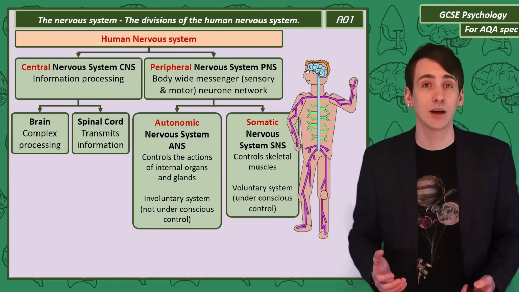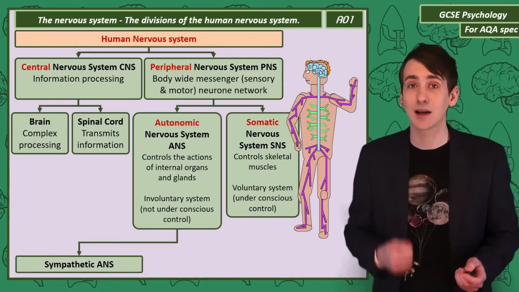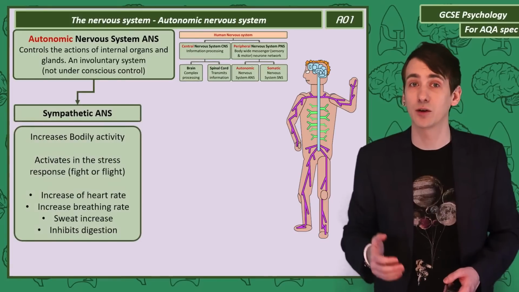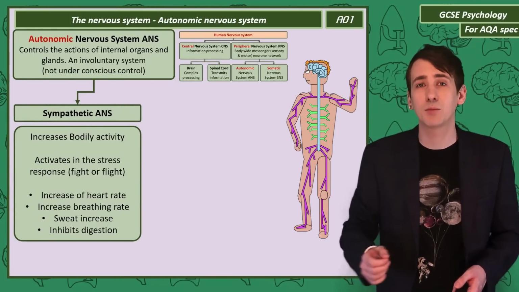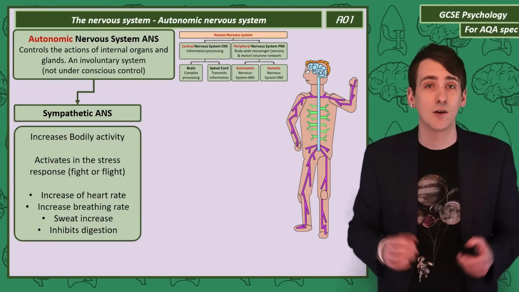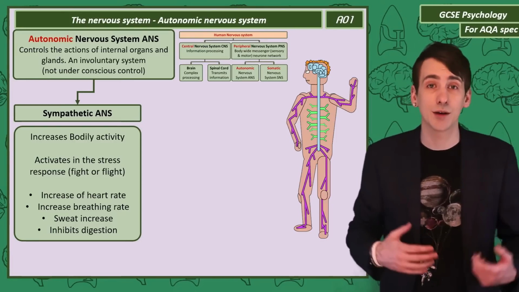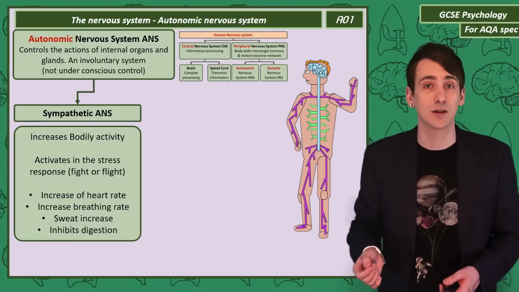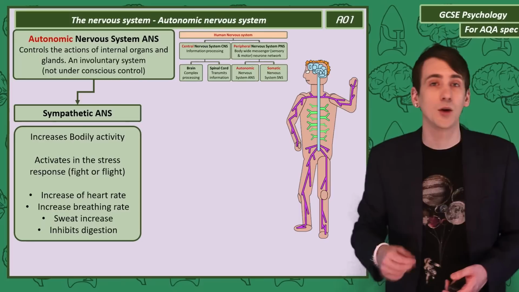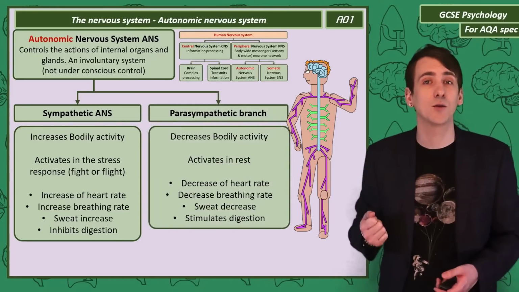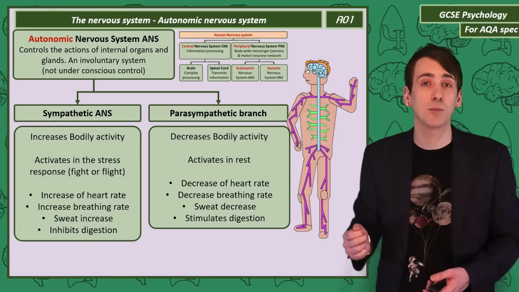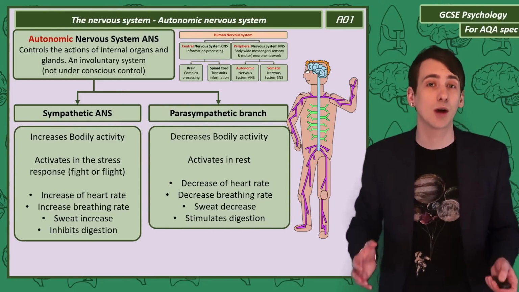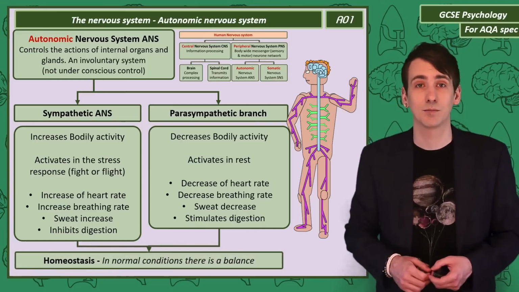And we break the ANS down into two opposite branches, sympathetic and parasympathetic. The sympathetic branch activates in a stress response, so during fight or flight. And the sympathetic branch wants to increase bodily activity needed for immediate survival, so increasing heart rate, breathing rate, and sweating. But it will slow the activity of processes not needed for immediate survival, like digestion. The opposite parasympathetic branch is activated as a rest response, decreasing those bodily processes and allowing the body to digest food. And normally there's a balance between these two branches called homeostasis.